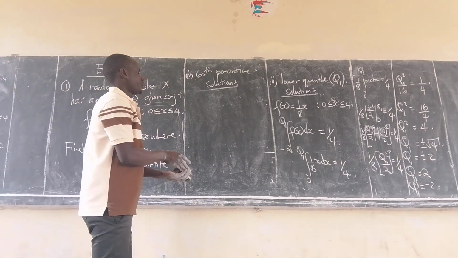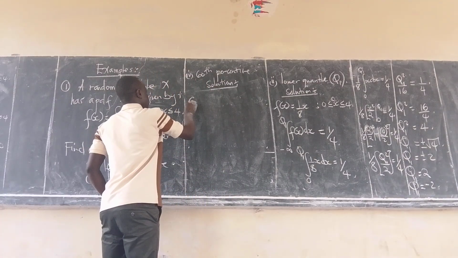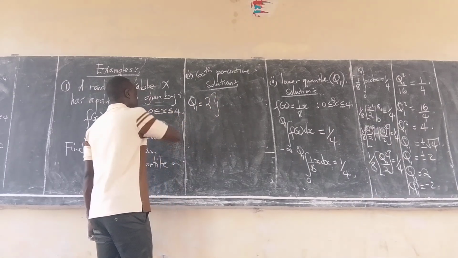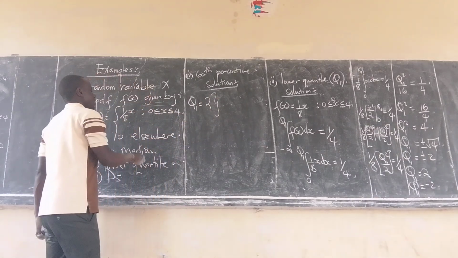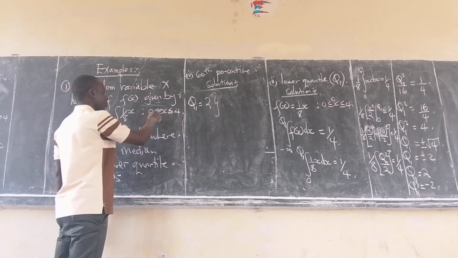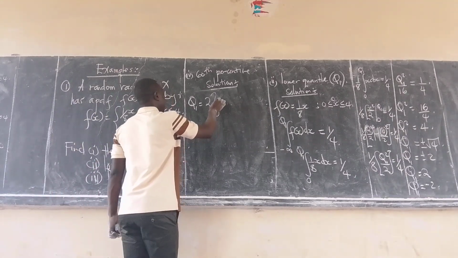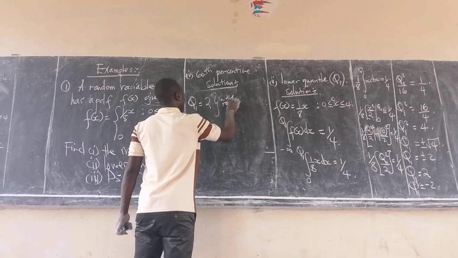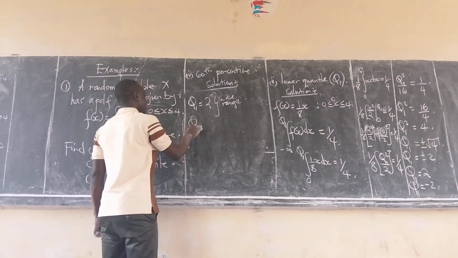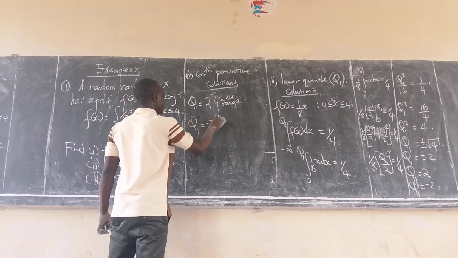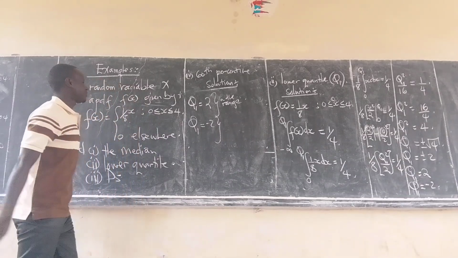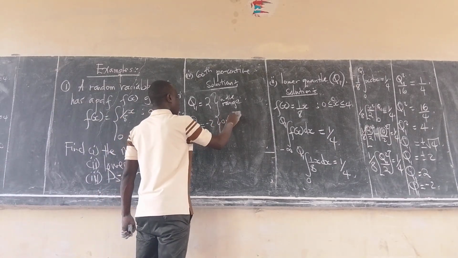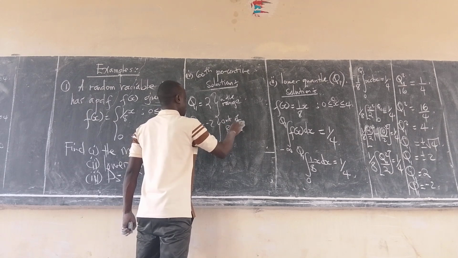Now the first value of Q1 is a positive 2. And we are asking ourselves, does 2 lie between 0 and 4? Yes. So this is in the range. Then there is another Q1 which is a negative 2. Does negative 2 lie between 0 and 4? No. So this is out of range.